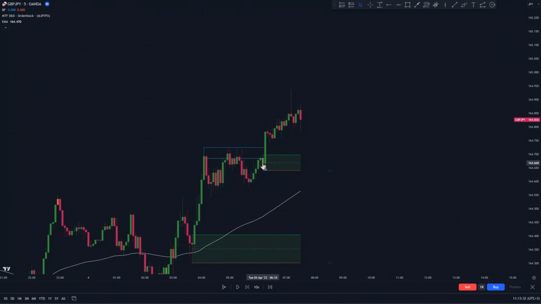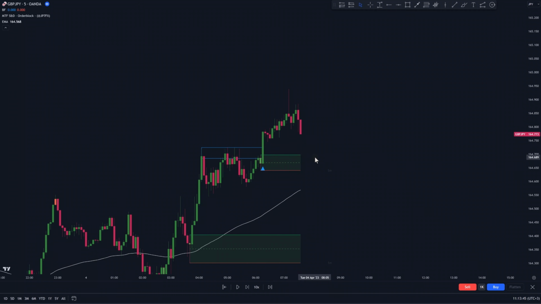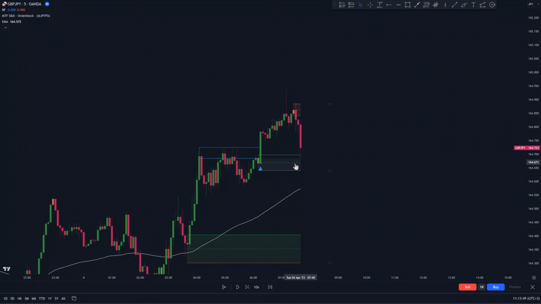Now, after we have our demand zone and the break of structure, we then wait for the price to come back down to the demand zone. Before it gets to the demand zone, we want to have a buy limit order at this green dotted line, also known as the 50% line. We don't want to have it up here or down here. We want to have it at the optimal price, which is the 50% line.